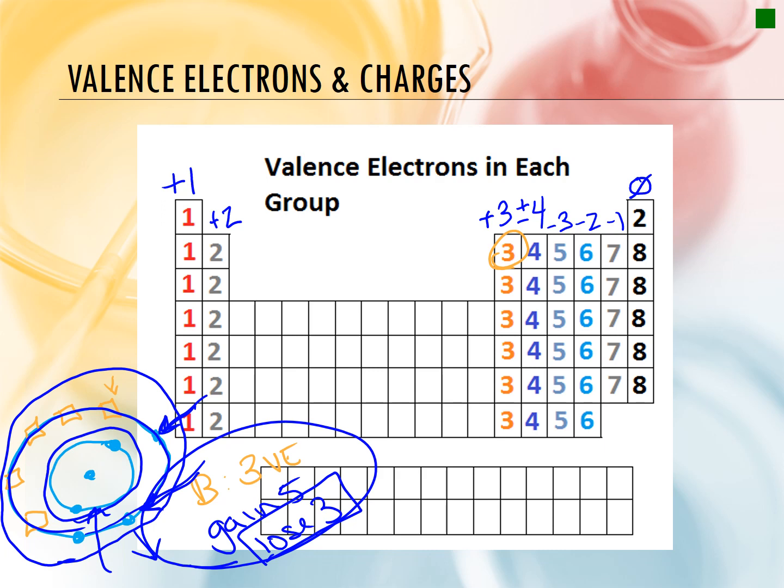So what I want you to do on your blank periodic table or non-colored periodic table or your cheat sheet periodic table is write these charges right above all of the families, just like I have done. All right, hopefully you have a basic understanding of the intro to the periodic table, charges, valence electrons, periods and groups, and a general understanding of the history.